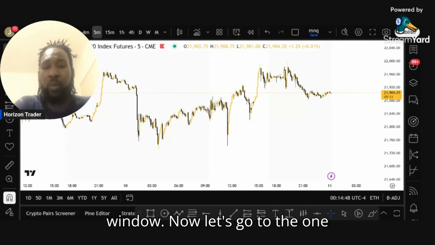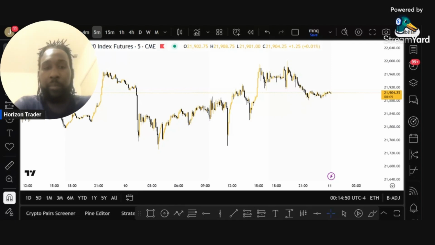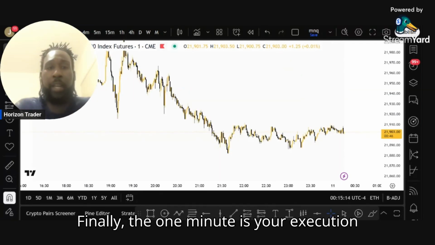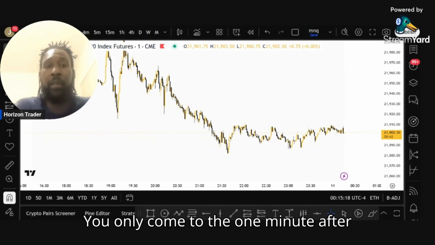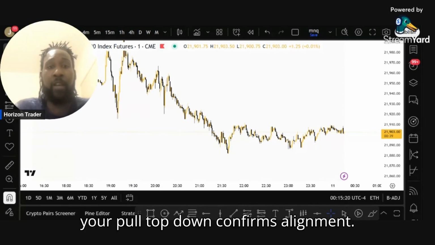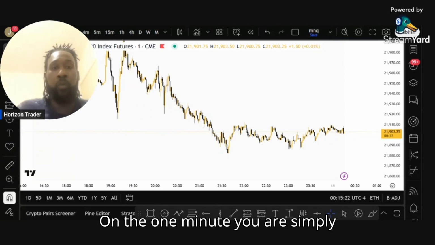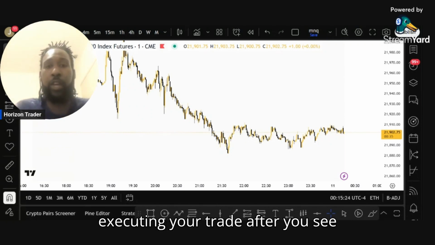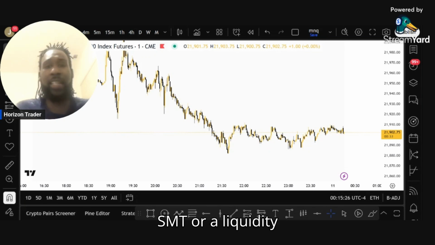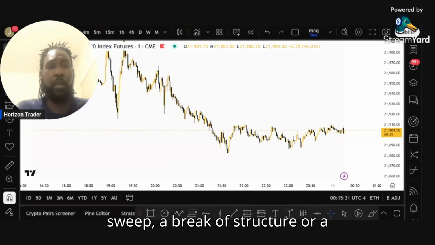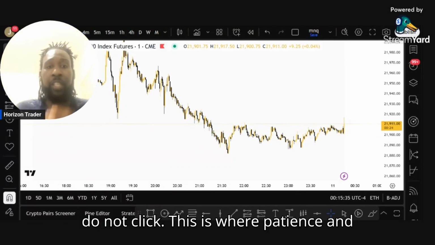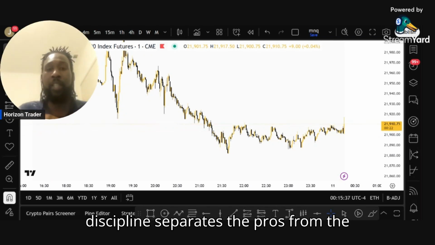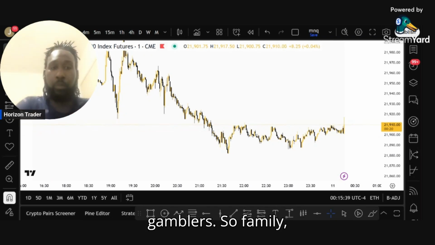You're watching for the engineered entry window. Now let's go to the 1-minute time frame. Finally, the 1 minute is your execution chart only. You do not build bias here. You only come to the 1 minute after your full top down confirms alignment. On the 1 minute, you are simply executing your trade after you see SMT or a liquidity sweep, the breaker structure, or a displacement. If you do not see this, you do not click. This is where patience and discipline separates the pros from the gamblers.